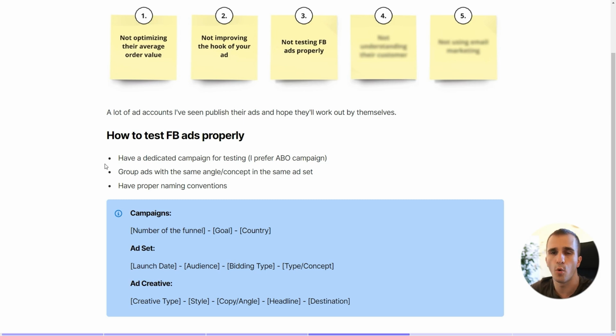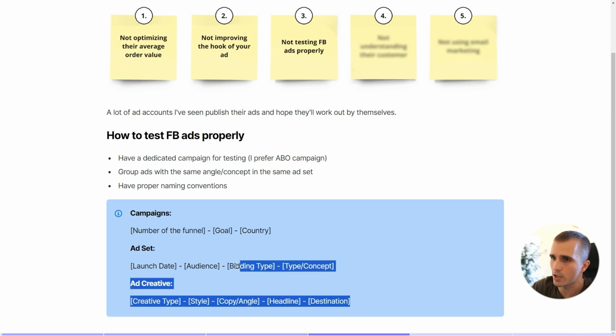And for that reason, you always want to have one angle and one concept in each ad set, so that the optimization by the algorithm is just going to be more effortless. And the last thing here is that you always have to have proper naming conventions that will help you analyze your ads much more easily. And if you don't have naming conventions, your ad account will look like a complete mess.